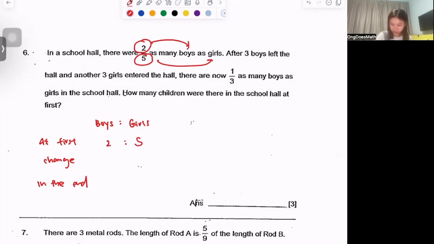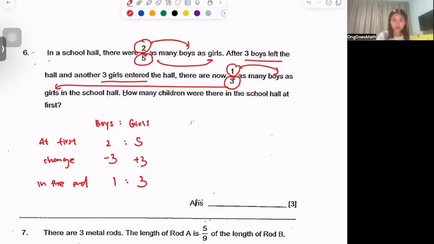Then after that, 3 boys left, so boys minus 3, 3 girls entered, so girls plus 3. Now 1 belongs to boys, and these 3 belong to girls. So in the end, the ratio is 1:3. So what's the thing that is constant at the start and in the end?